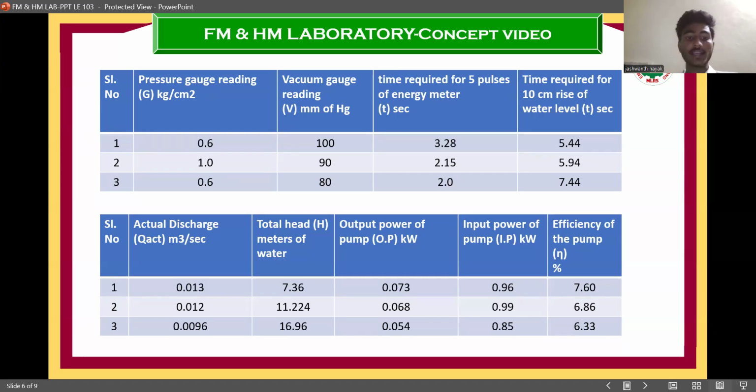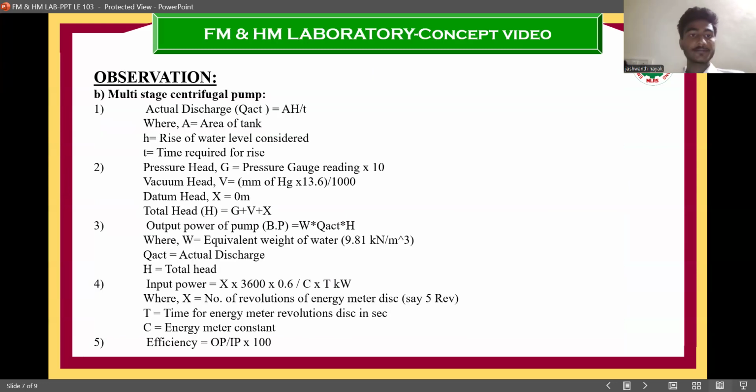For the second trial, 0.012 was the actual discharge, 11.224 meters of water was the total head, output power generated was 0.068, and input power of the pump was 0.99. Efficiency was 6.86 percent for the second trial. This was for the single-stage centrifugal pump. Later we will discuss the multi-stage centrifugal pump.